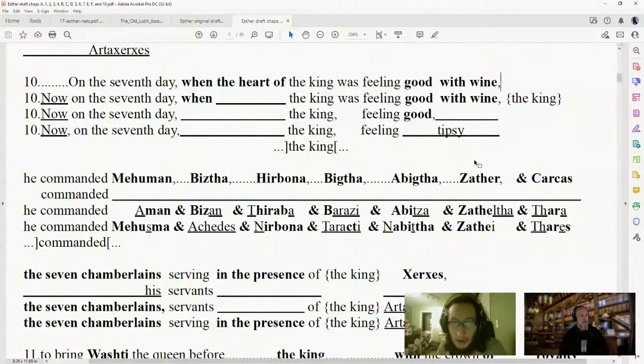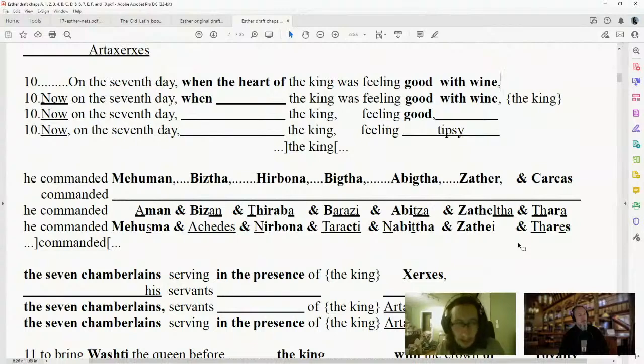The Old Latin version translates it to say tipsy. So the Old Latin version seems to have had a text that agrees with the Masoretic. So all the other versions say good with wine. The Old Latin is translating good with wine as tipsy. But the Septuagint only translates good. It does not translate the with wine part. Because the actual Hebrew text says the word good and the word with wine.